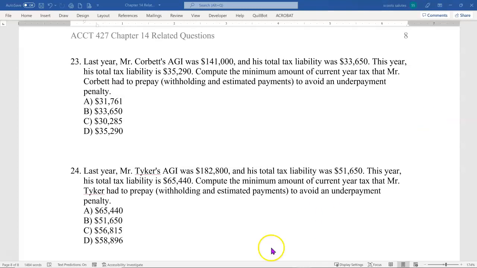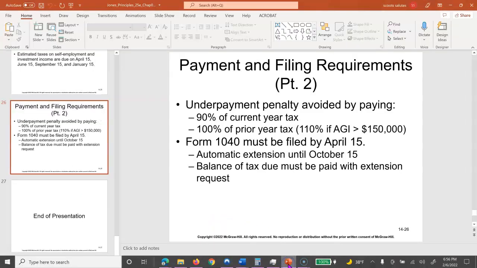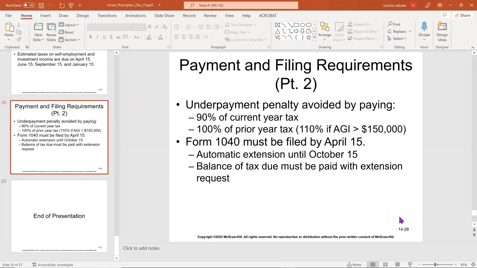So just as a refresher, I know we've looked at a lot of stuff in this chapter. Let's just pull up the PowerPoint slide here. What this is talking about is that you should be paying your taxes evenly throughout the year, whether it be through withholding or, if you do not have withholding on every paycheck, make sure that you have estimated payments. And if you have withholdings, make sure you're having enough withheld.